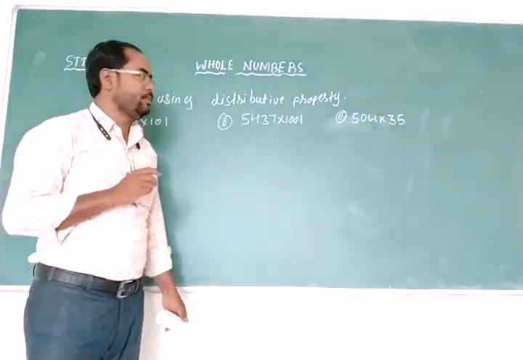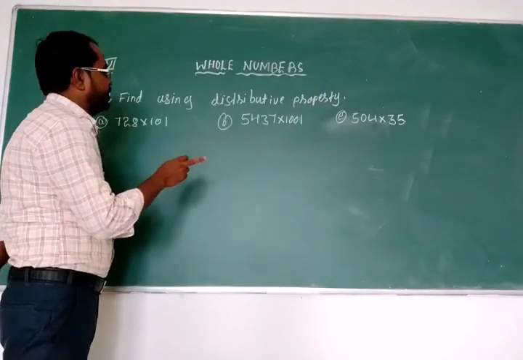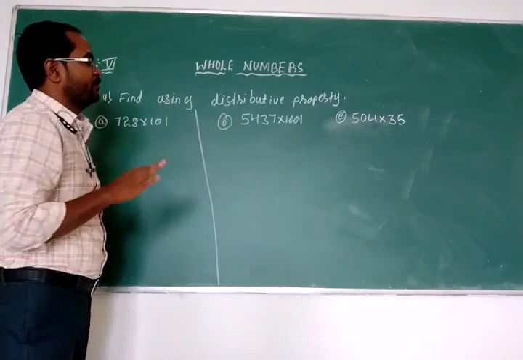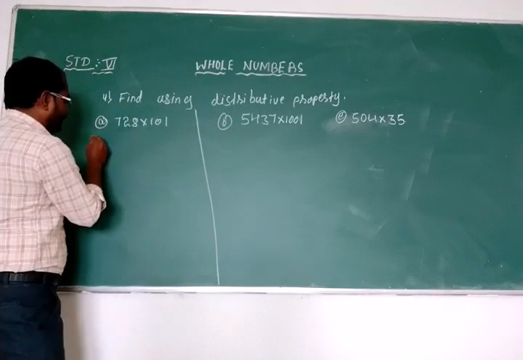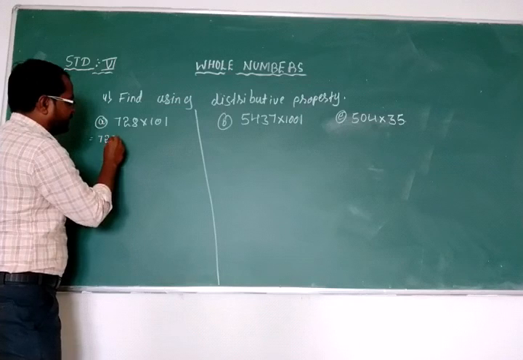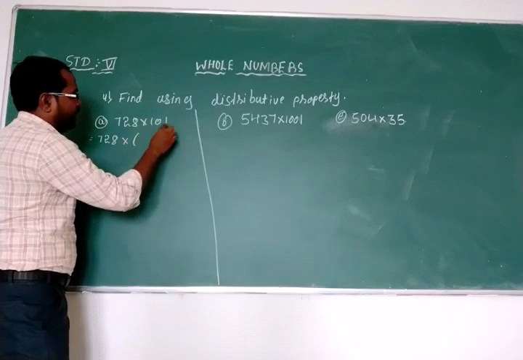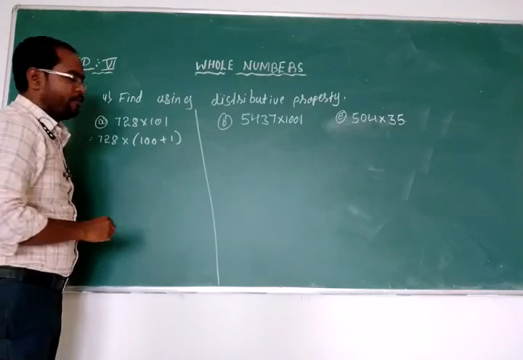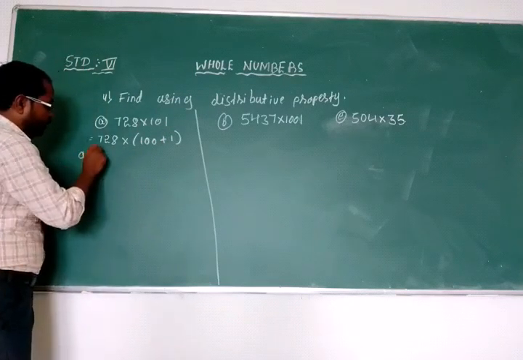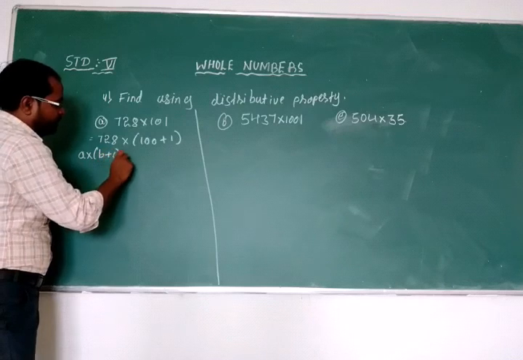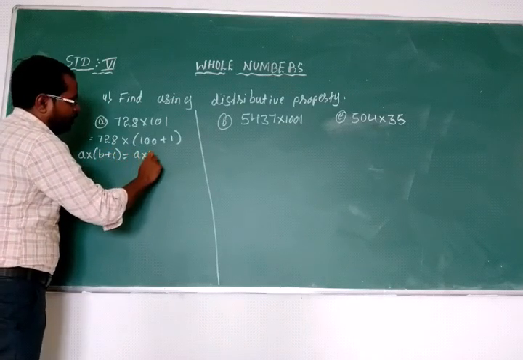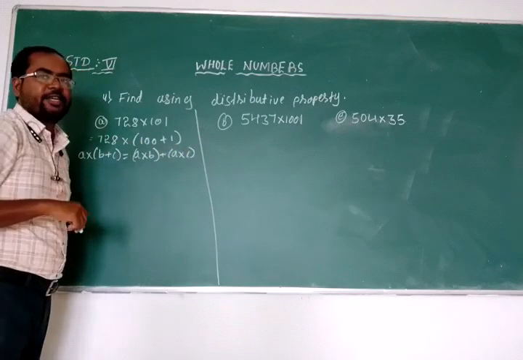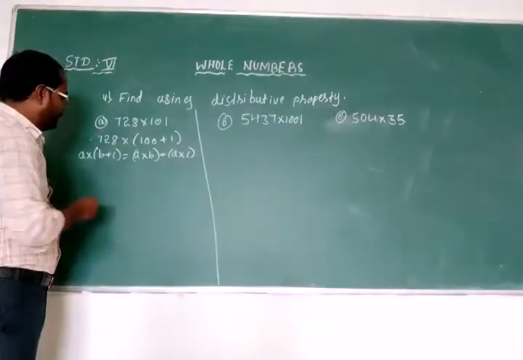To solve the next question, find using distributive property. Using distributive property, we have to find the product of the given numbers. So to make a distributive property, I will write it as 728 into 101. I will split and write it as 100 plus 1. Now it is in the form A into (B plus C), which you can write as A into B plus A into C.